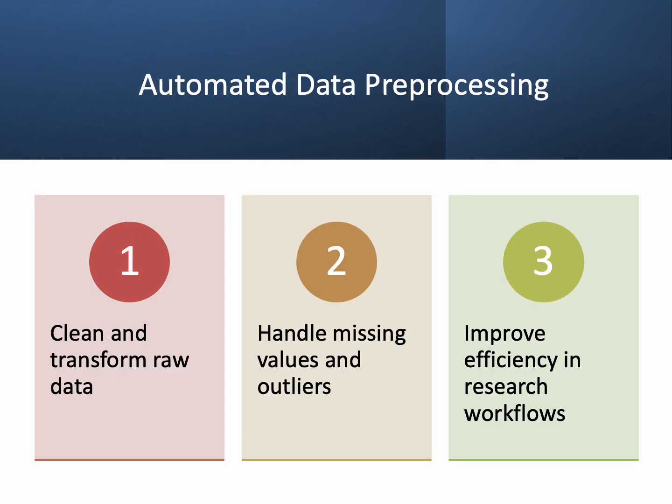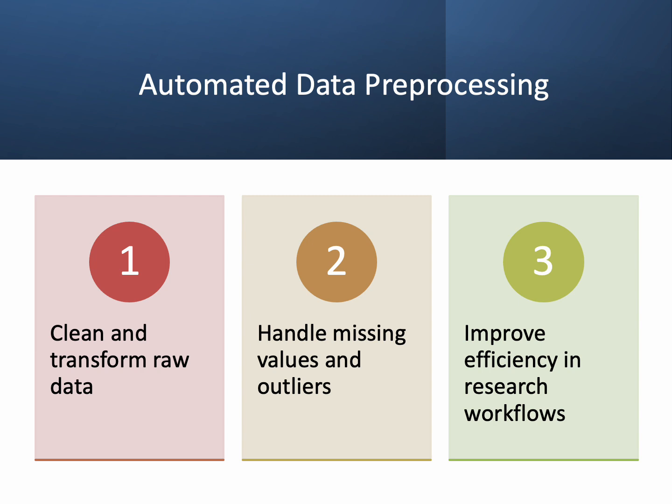Following predictive modeling, let's explore automated data pre-processing in AI research for healthcare management and social sciences. AI automates data cleaning and transformation, handling tasks like correcting inconsistencies, imputing missing values, or removing outliers in datasets, such as hospital records or social survey responses.